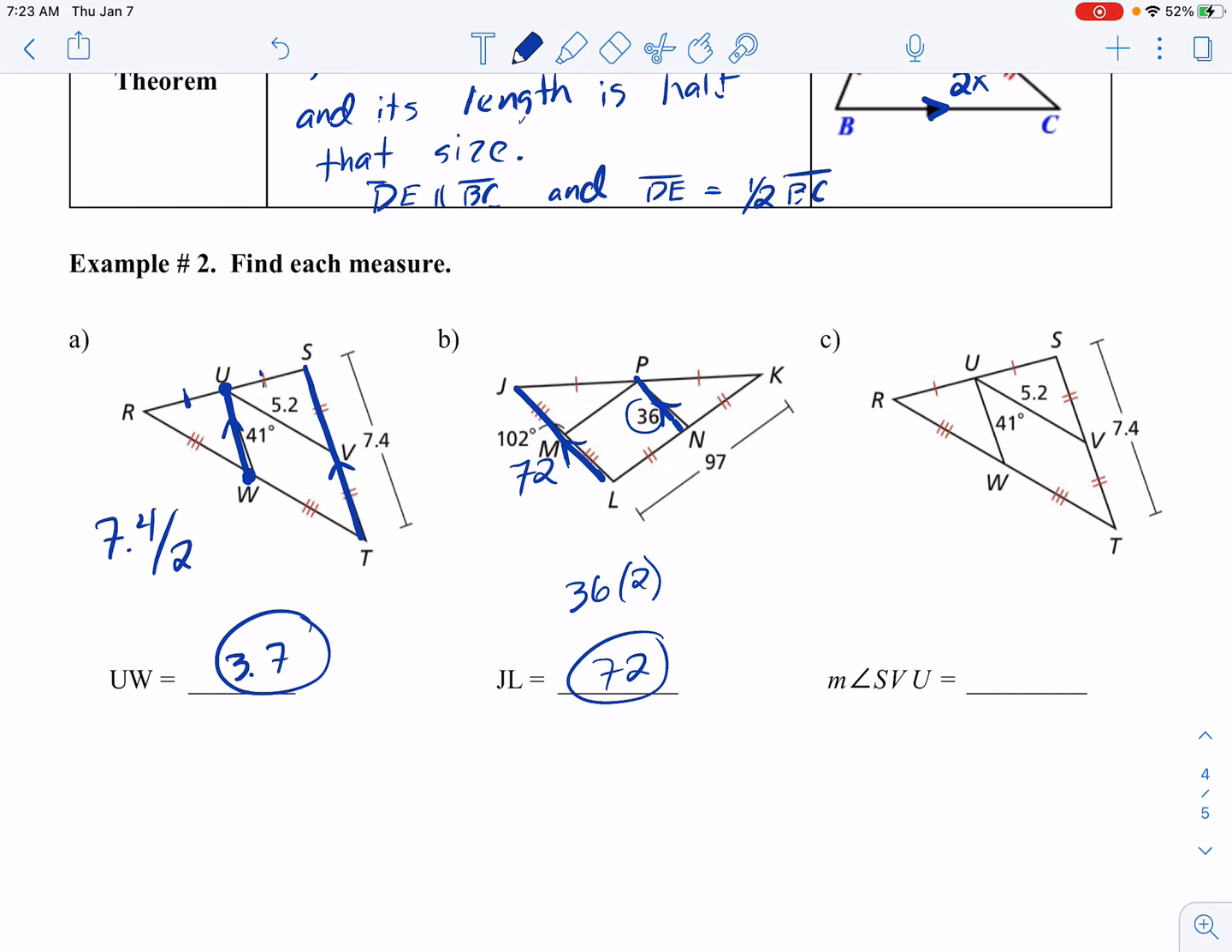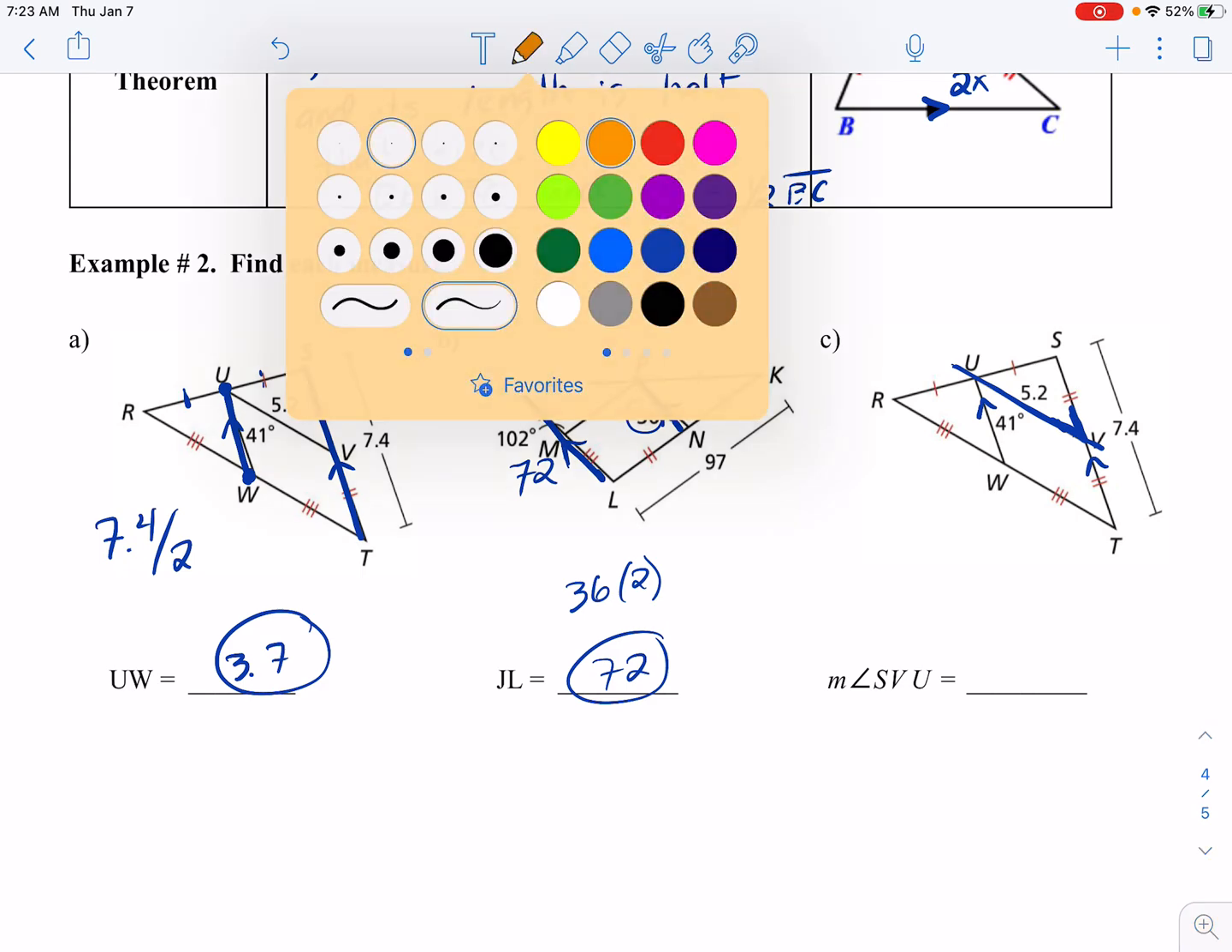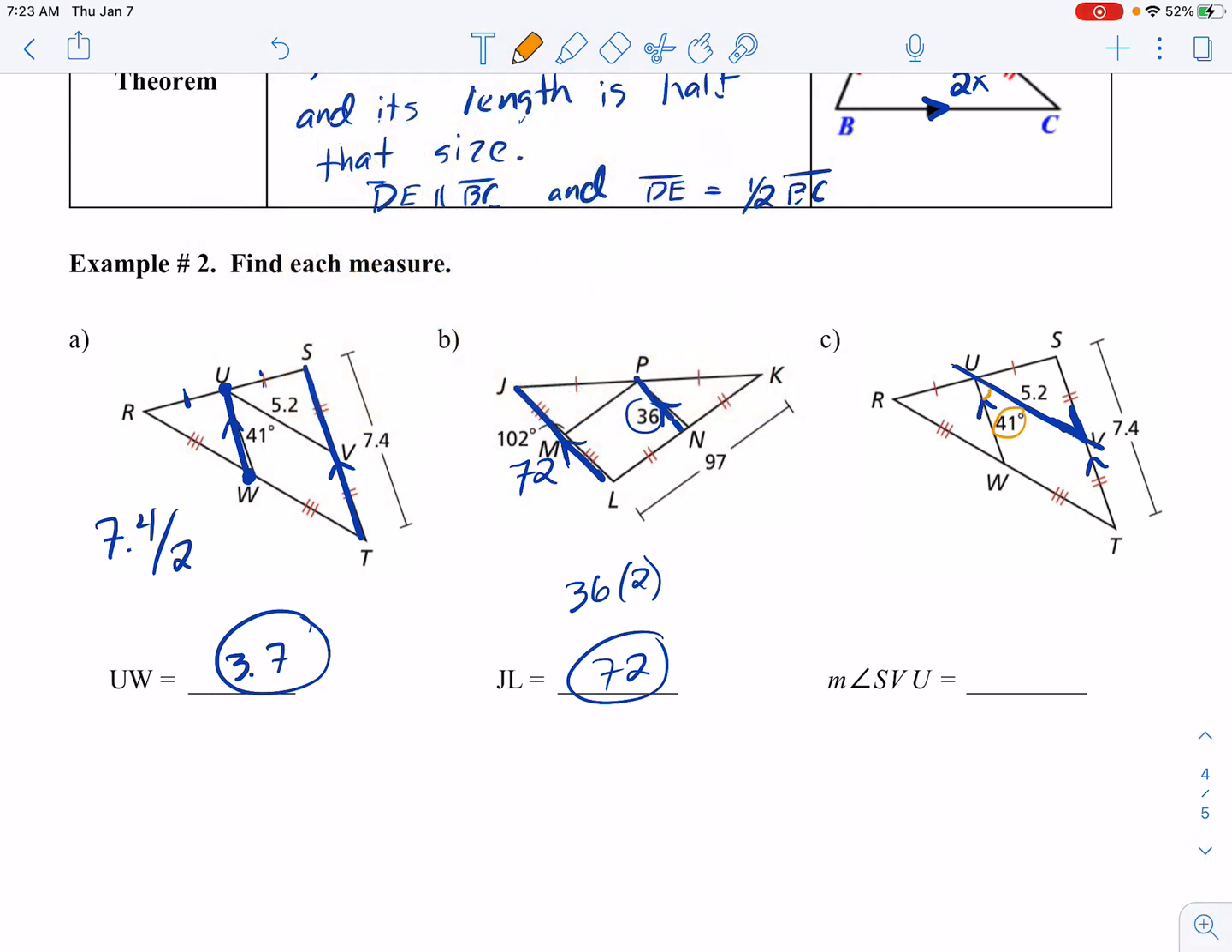We're looking for the measure of angle SVU. SVU. Okay, this was a tricky one. I wanted to see if you guys could remember the properties of lines intersecting parallel lines and the angles that are formed. This is a transversal right here, and this angle, 41, is an alternate interior angle with angle SVU, so SVU is also going to be 41 degrees because alternate interior angles are congruent, so 41.